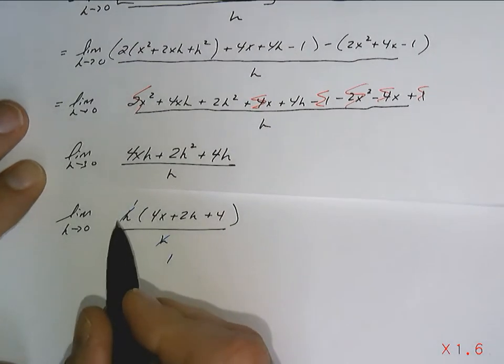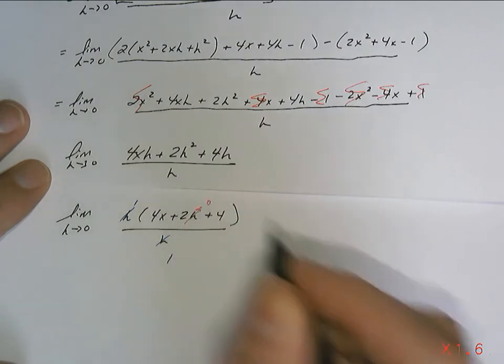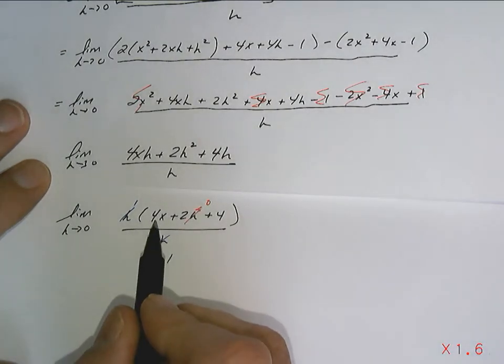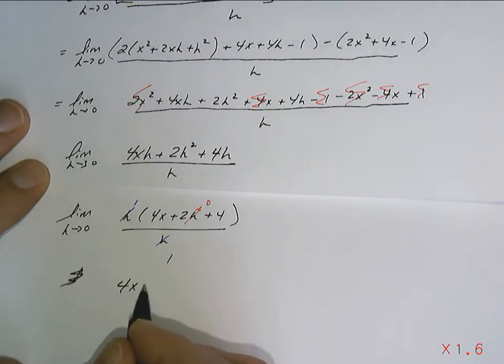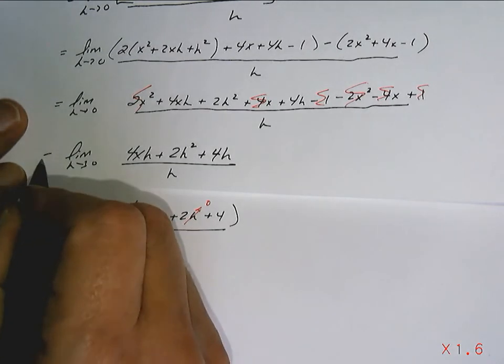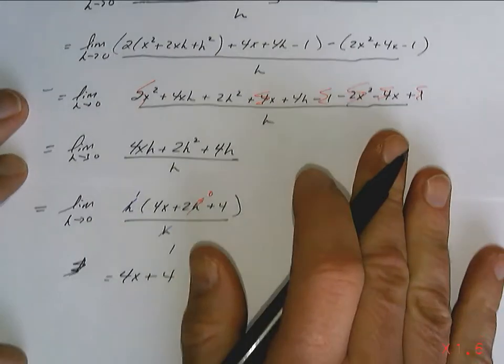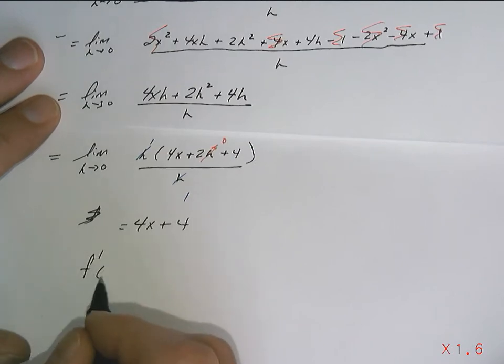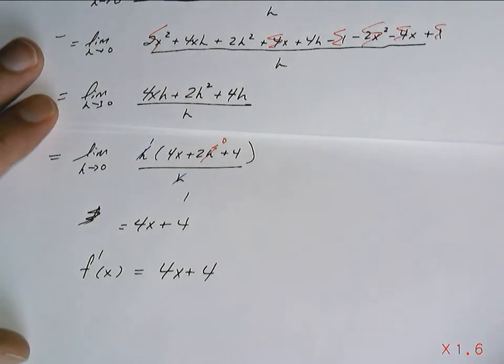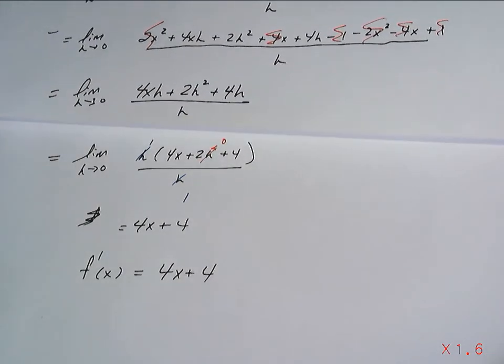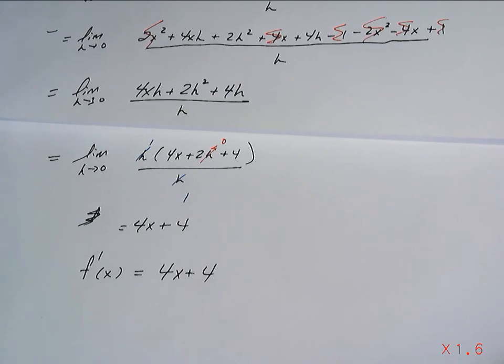I'm going to turn the limit on. h approaches 0. So now it's 4x plus 4. The limit's gone. Put my equal signs in. And what we know is that the new function f prime of x is equal to 4x plus 4. And that is the derivative. That is the slope of the tangent for any value of x on the original function f of x.